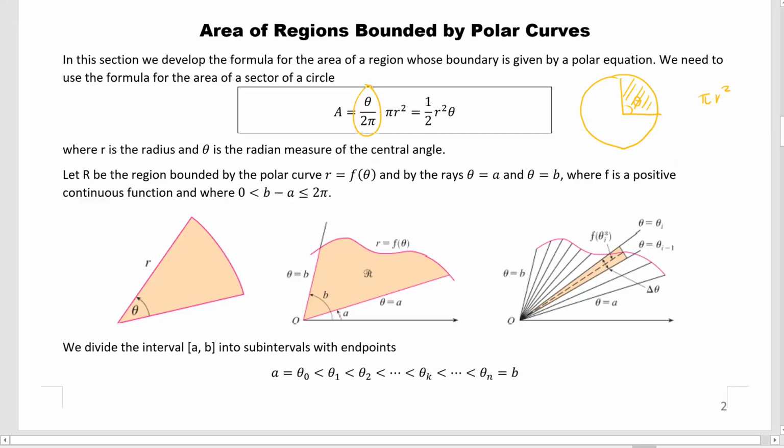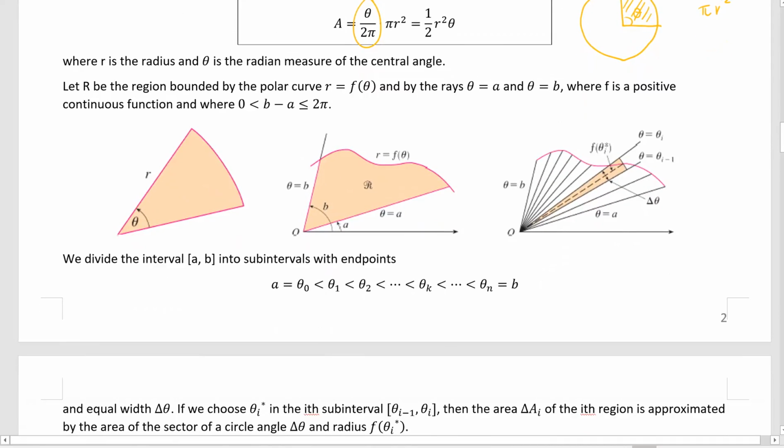Let R be the region bounded by the polar curve r equals f of theta and by the rays theta equals a and theta equals b, where f is a positive continuous function and where b minus a is between 0 and 2 pi. So this is the picture. We don't divide it into rectangles. We divide the interval from a to b into subintervals with endpoints, and we divide the region into sectors.